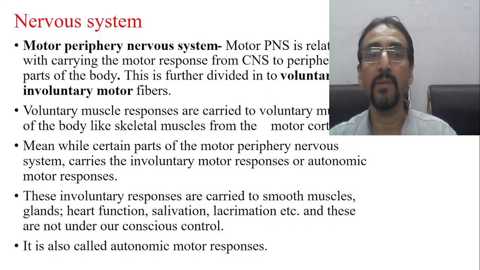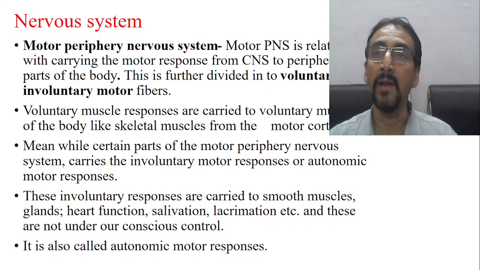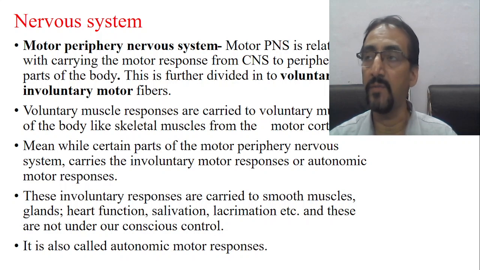Okay, to the peripheral parts of the body. Now, this motor peripheral system is again divided into two parts. One is voluntary and another one is involuntary fibers. The motor fibers which are coming from the center towards the periphery are of two types. One is voluntary muscle fiber, motor nerve fibers. Another one is involuntary nerve fibers.